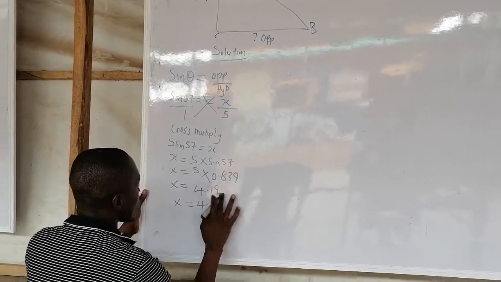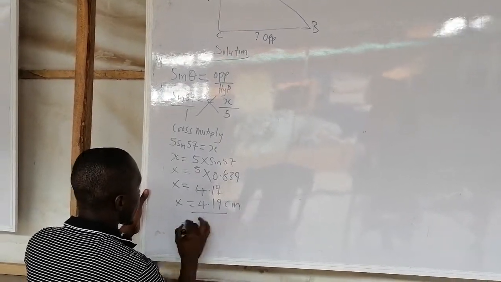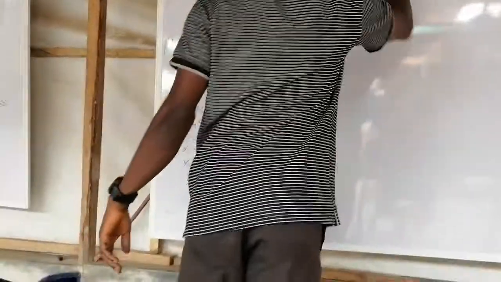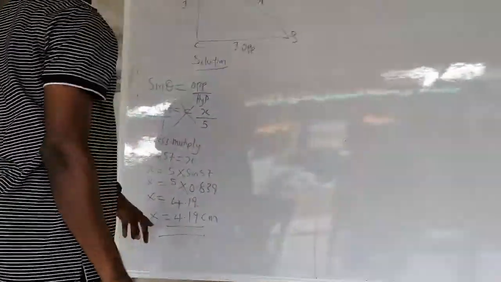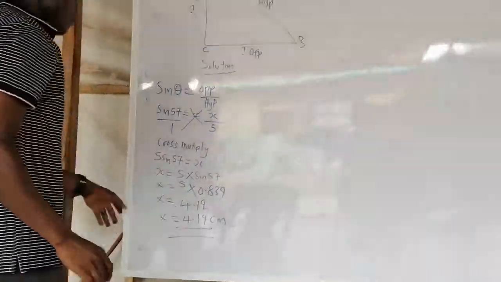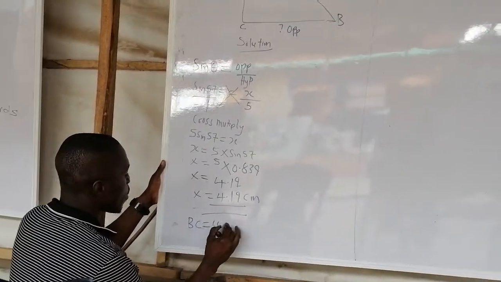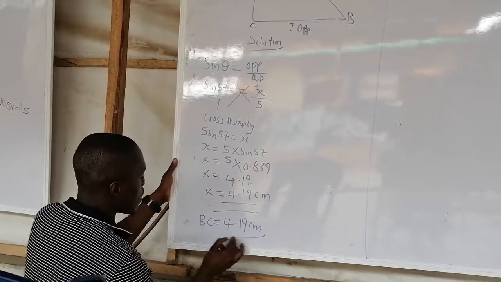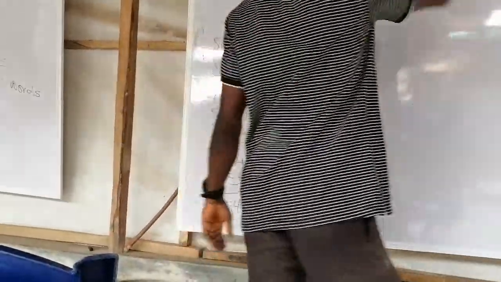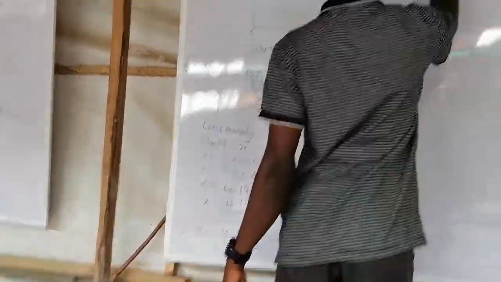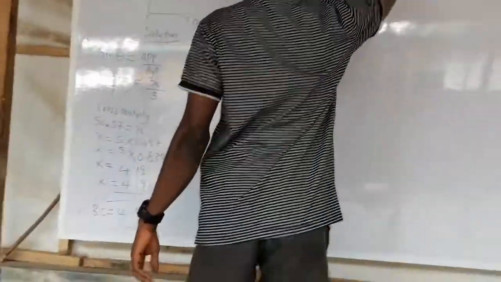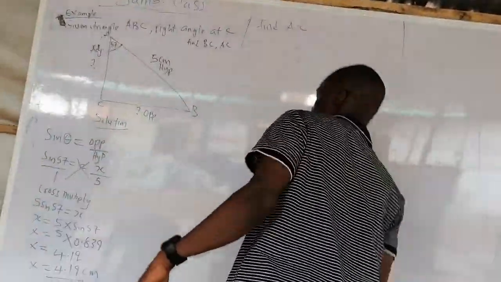X is equal to 4.19. We don't need this 5 centimeter. I'm done with that. This is what we get for BC. BC is equal to 4.19 centimeter. So we now need to get AC. Find AC. I'm looking for AC now.